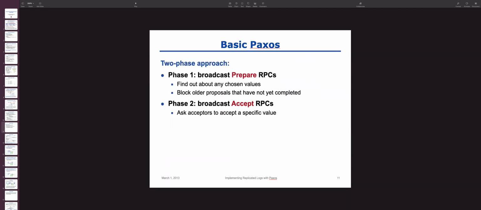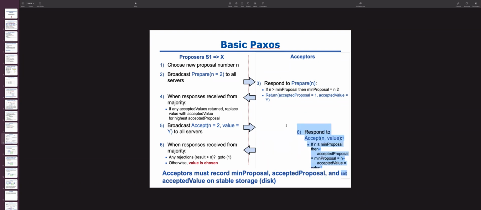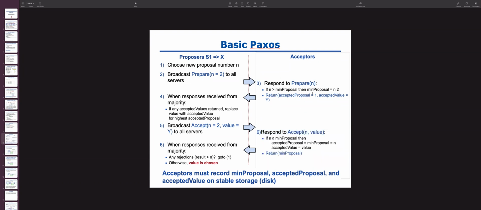Maybe I'll just go one step back. So here, for the prepare phase, we're trying to find if any value is chosen, and you block the older proposals, right? So that step, if you come here, we are trying to learn if any value is chosen. So that value will get here in this step, and the older proposals will just overwrite actually. So here only new proposals will get processed. Older ones will get dropped here because there is step number 3. In step number 6 here, it depends on step number 3, because the min proposal will just overwrite, right? The old one will get dropped.